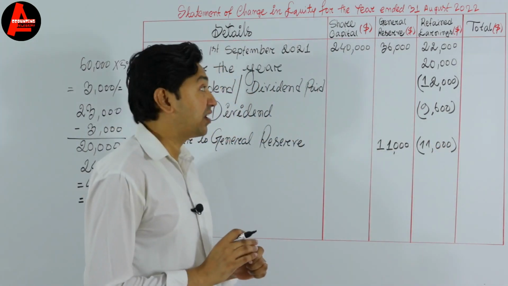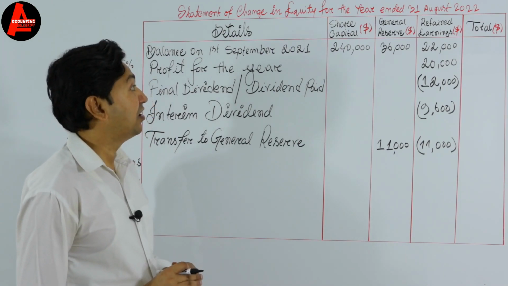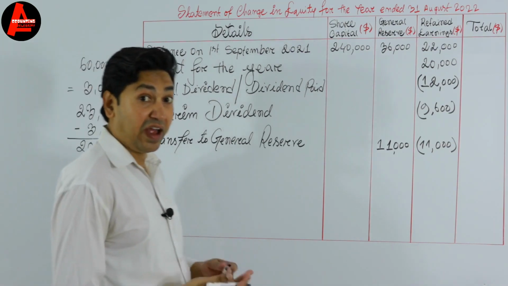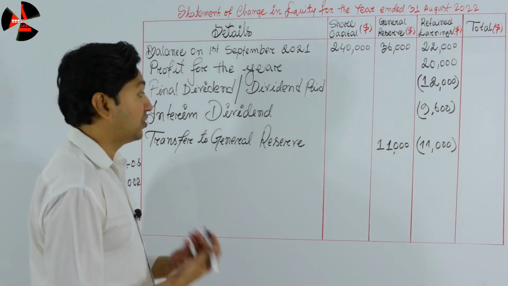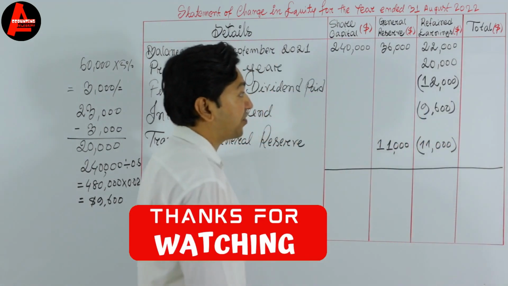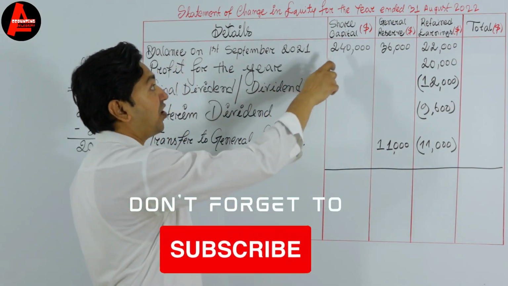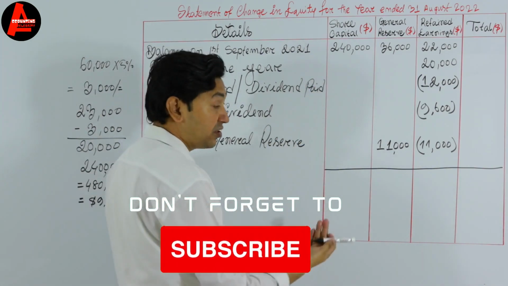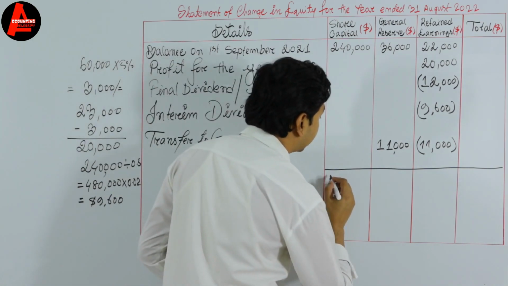Okay, so now we have written all the adjustments here. We need to do calculation now. So how to calculate, what to do. Here we need to calculate horizontally and vertically both. So now let us draw a line here, closing line. First of all we will calculate vertically. On the share capital column, we have only one item which is $240,000. So the addition of this column is the same, $240,000. So let us write here $240,000.